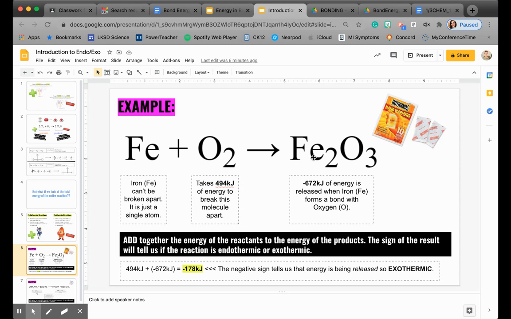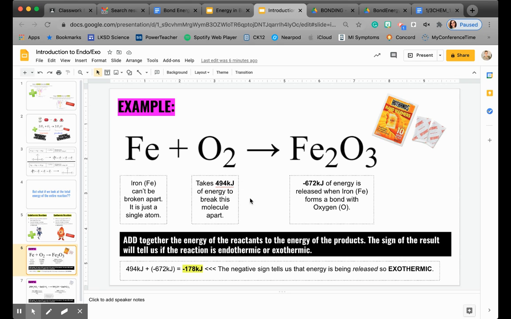Let's take a closer look at that reaction. Iron is just iron. It's just an atom of iron, so we can't break it apart. It just is there. But when we expose those hand warmers to the air, like you open up the package, then you start shaking it, you're exposing it specifically to the oxygen in the air. Now, it takes 494 kilojoules of energy to break this oxygen molecule apart.